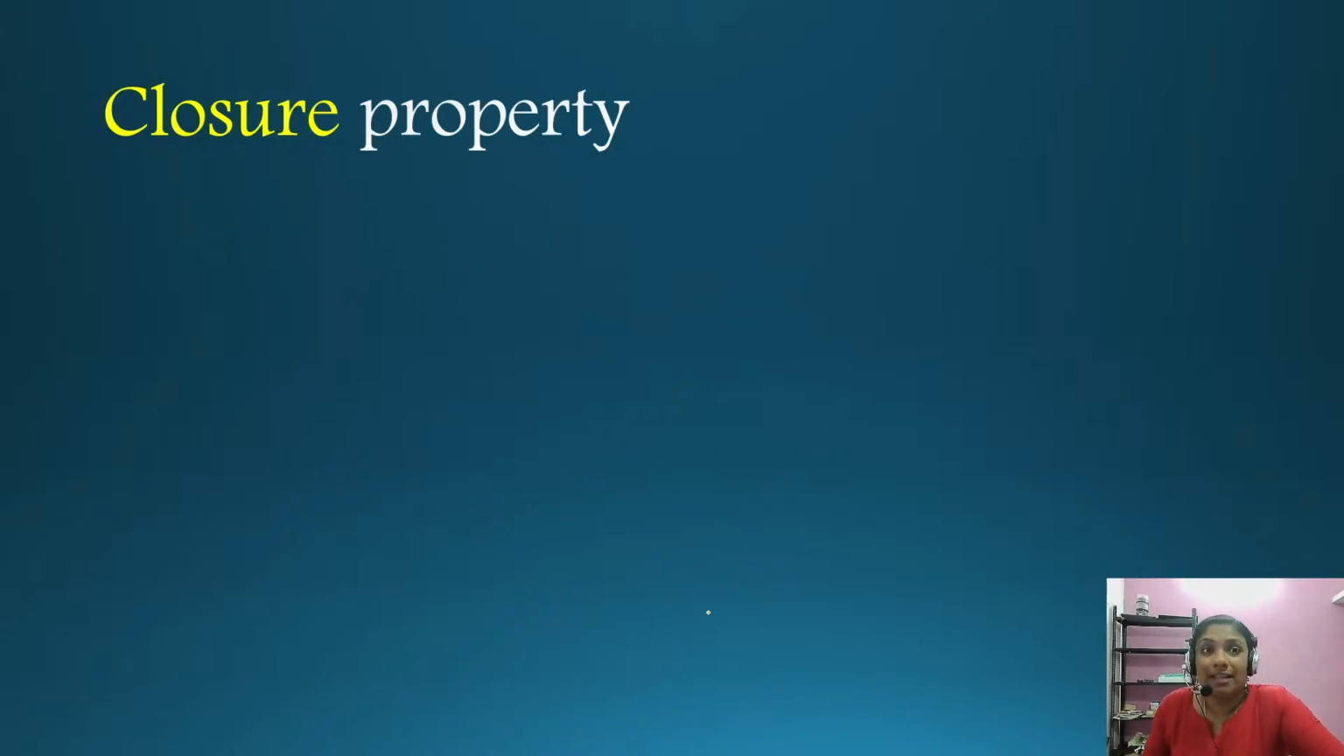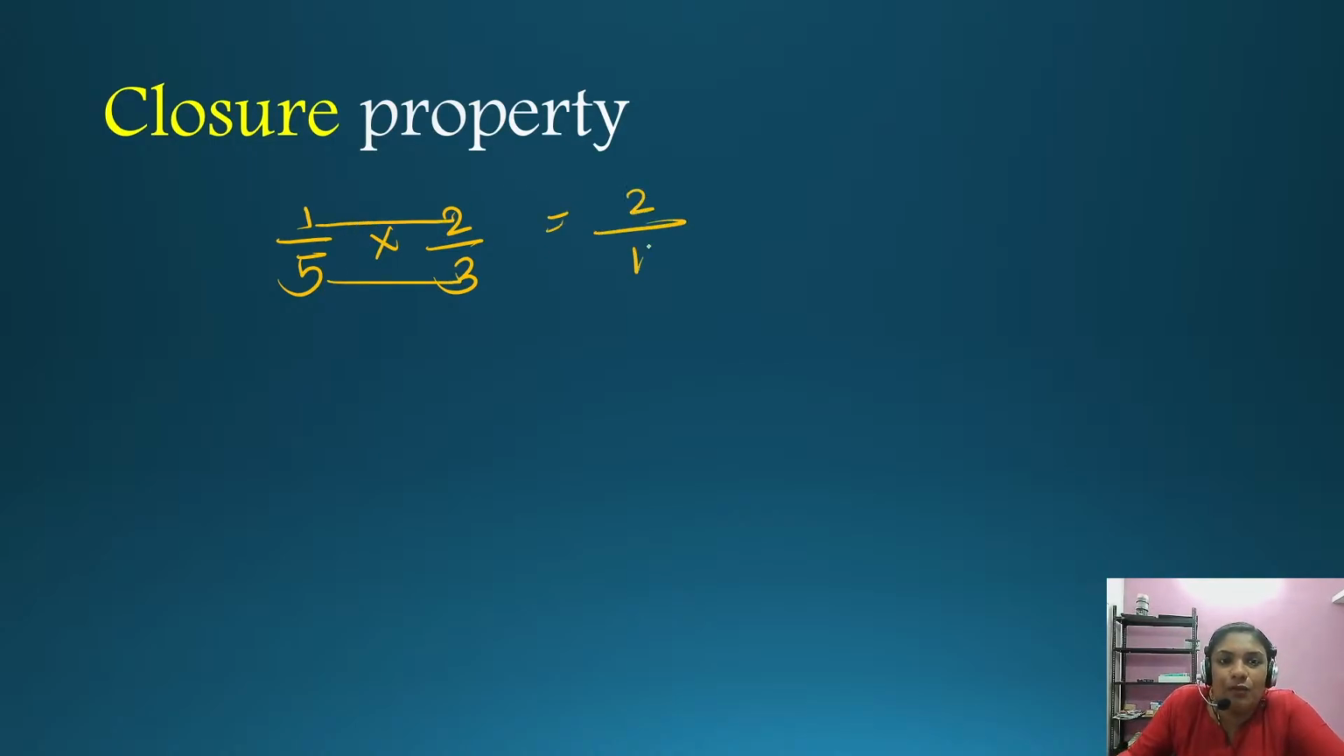Now let's see the other two operations. Multiplication. Okay. 1 by 5, 2 by 3. Let's take these two rational numbers. Let's multiply. So what will you get? 1 times 2 is 2 by 5 times 3 is 15. See, these two rational numbers satisfy closure property, right? Likewise, for every rational number A and B, A into B is also a rational number. So that means multiplication of rational numbers satisfies closure property.